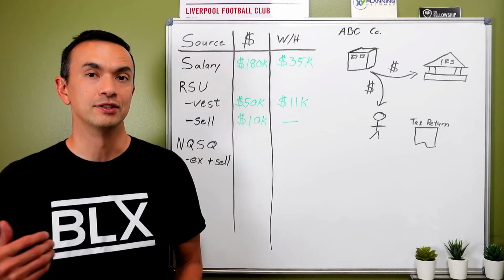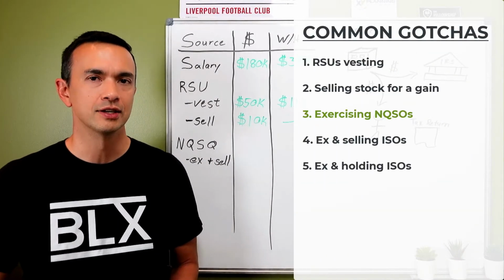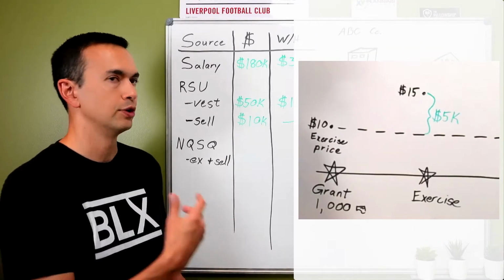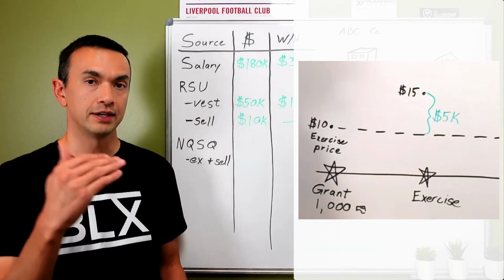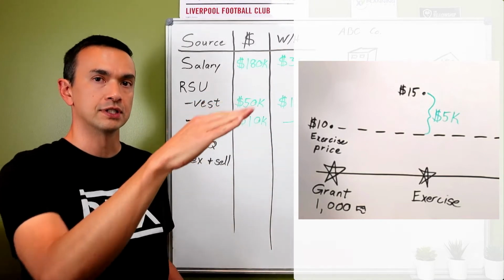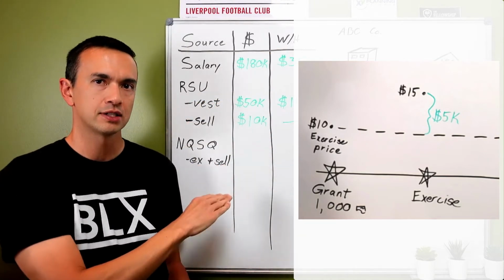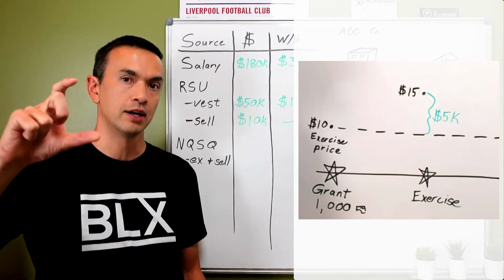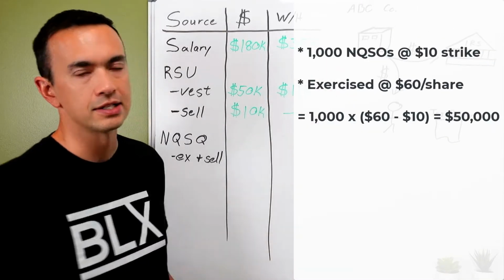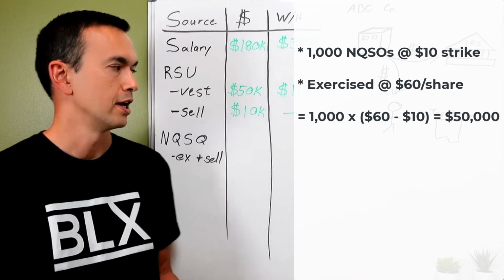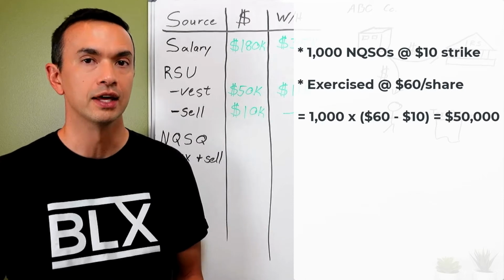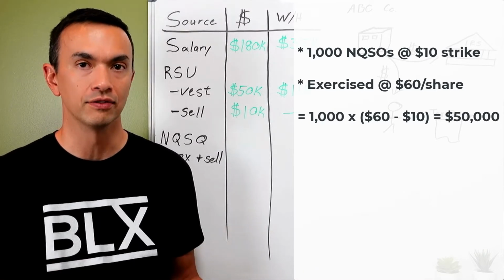The next gotcha has to do with non-qualified stock options. And so just as a quick reminder of the way that non-qualified stock options work is that as soon as you exercise them, then that difference of whatever the stock price is of your company's stock versus the strike price or the exercise price of those non-qualified stock options, any spread is considered income to you. For this example, let's say that the company stock price has gone up and it's now $60 a share, and then we have 1,000 non-qualified stock options that have a $10 strike price, and then we want to go ahead and exercise and sell all of those.